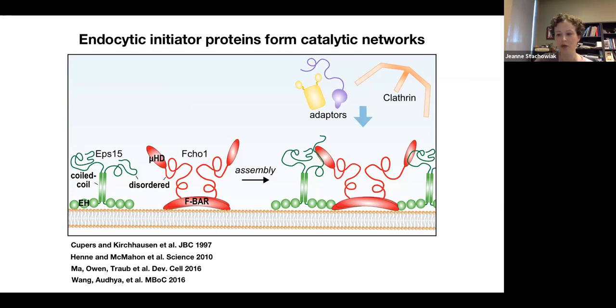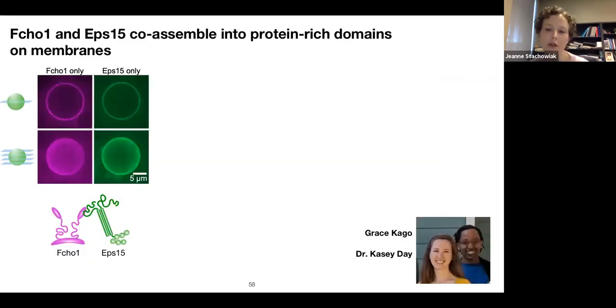Okay, so we started looking at these proteins and trying to figure out what they would do if they were together on the membrane surface. And this is the work of two people in the lab, Casey Day, who's a postdoc, and Grace Coggo, a graduate student. So Casey and Grace started doing this work, and at first they made these giant vesicles, and they purified full-length FCHO and EPS15, which at least from mammalian cells had not been done before. So that was a feat in itself. And we had a lot of help on that from our collaborator, Eileen Lafer.